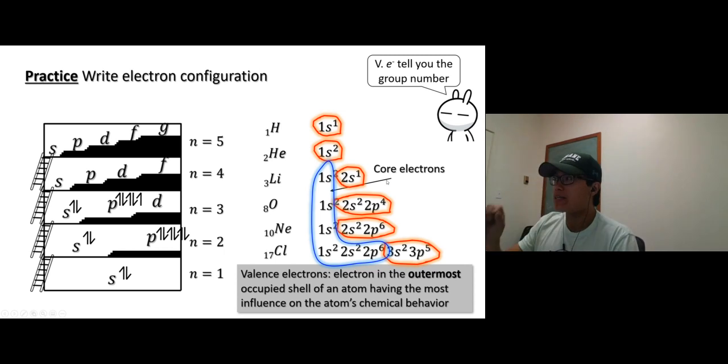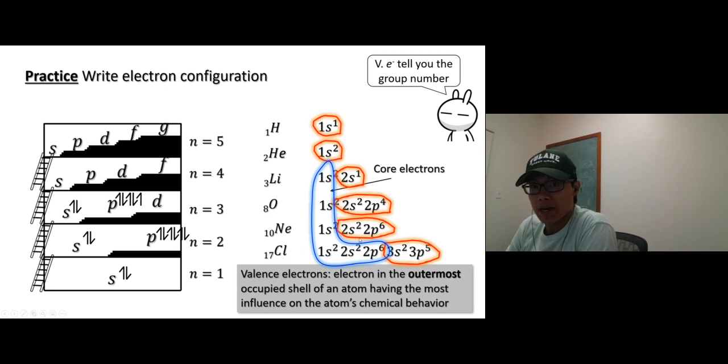And guess what? The number of valence electrons tells you the group this element belongs to. Hydrogen, 1 electron, group 1. Right? Helium is an exception because helium has only 2 electrons. Helium is in group 8. Right? Lithium, 1 electron, group 1. Oxygen, 6 electrons, group 6. Neon, 6, 7, 8 electrons, group 8. And chlorine, 7 electrons, group 7, the halogens. Yep, it tells you the group they come from.